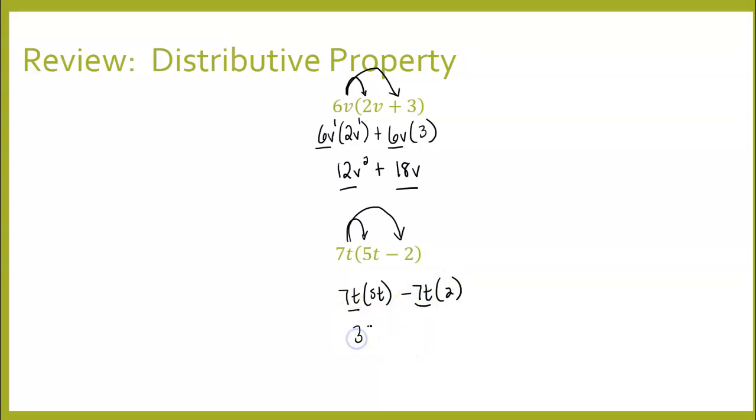You should have multiplied 7 times 5 and gotten 35, and t times t, which is t squared. 7 times 2 is 14, and then we just bring down the t. These are not like terms, and there's no equal sign, so we're done.